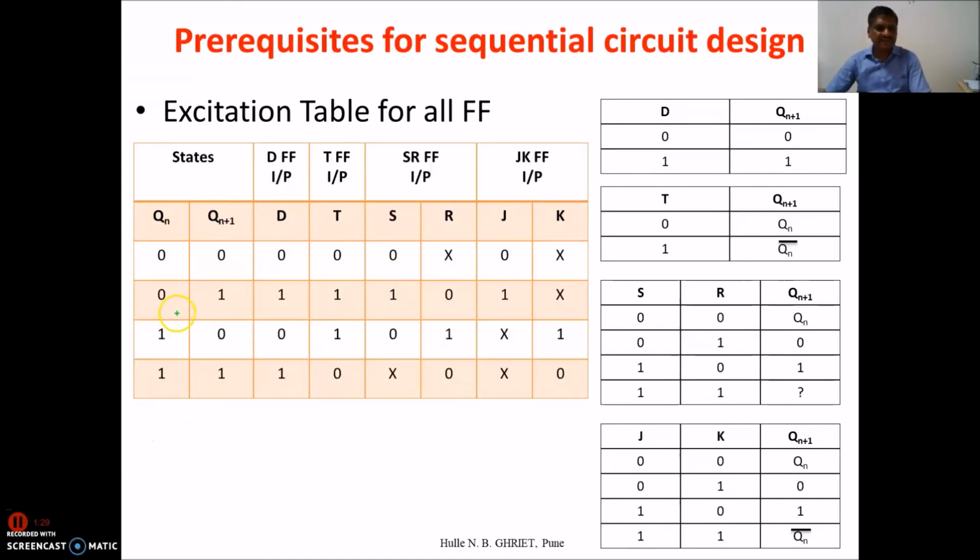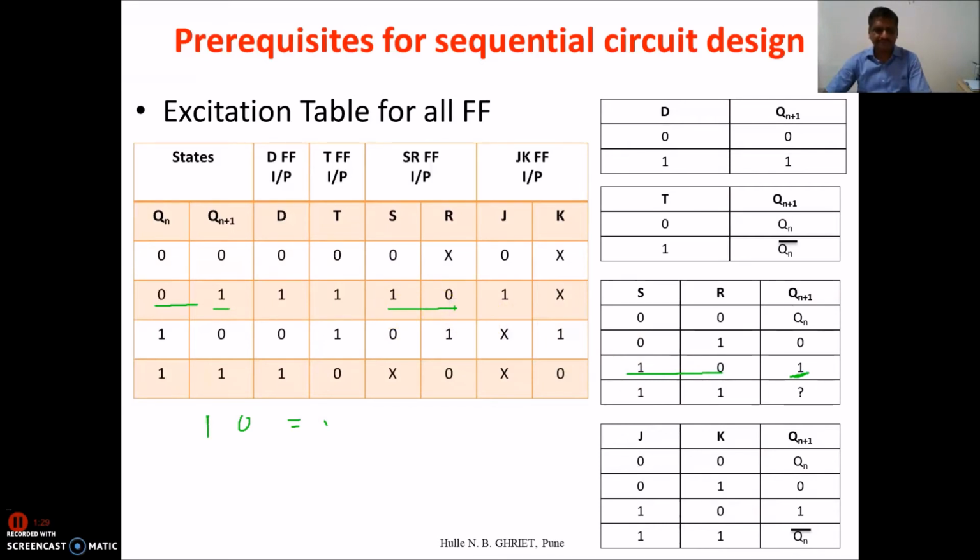If the present state is 0, the next state we want to be 1. We want the next state to be 1. The next state to be 1 is possible by applying the input as 1, 0. It means if the input is 1 and 0, in that particular case the next state will be 1. Here the present state is 0, the next state is 1, and it is obtained by applying the input as 1, 0, that is excitation 1, 0.